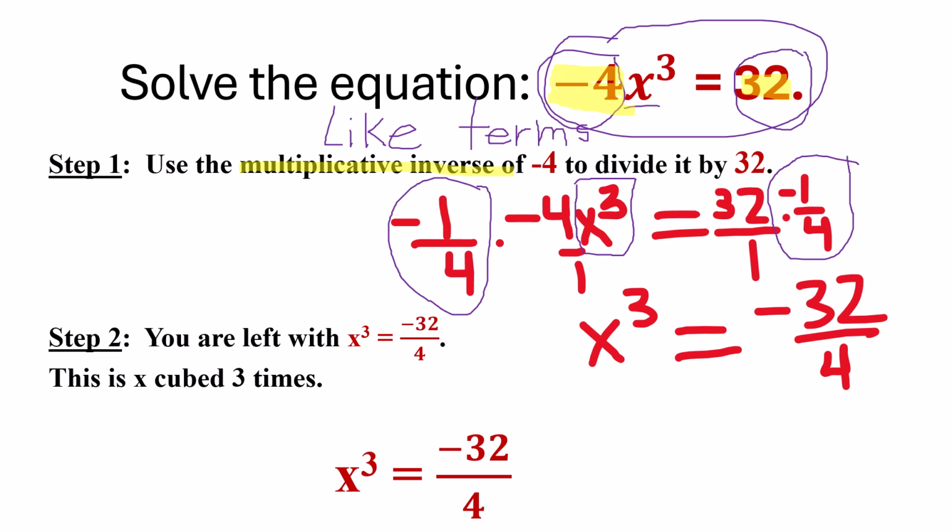negative 1/4. And so when you multiply this out, 32 times negative 1 is negative 32, and 1 times 4 is 4. So you have negative 32 over 4, and already your mind has to think, because you're dividing, the answer to this is going to have something negative in it. Okay, now you have x cubed, or x times x, equals, what is 4 into negative 32? It's negative 8.